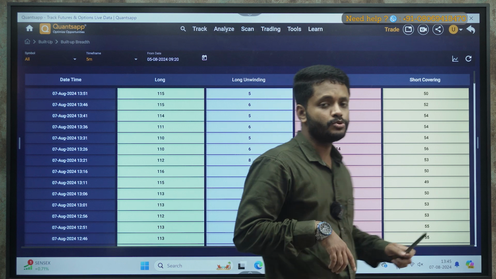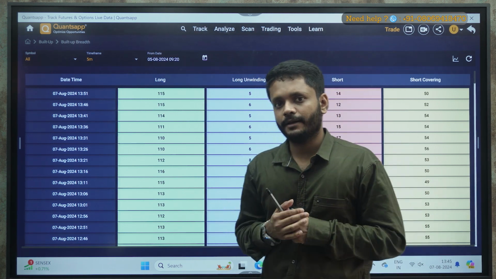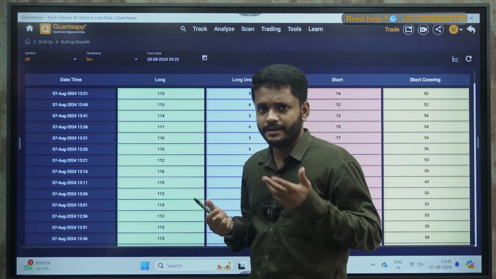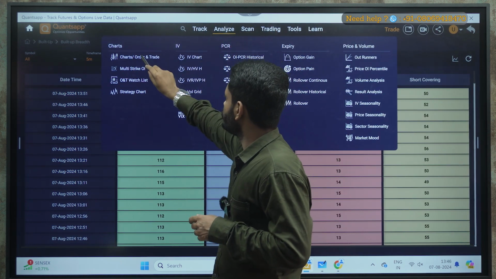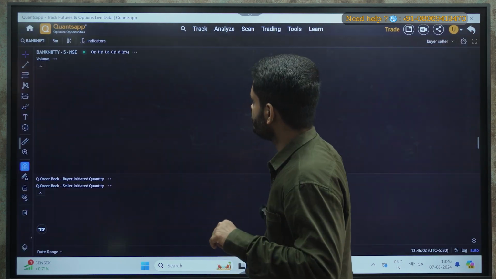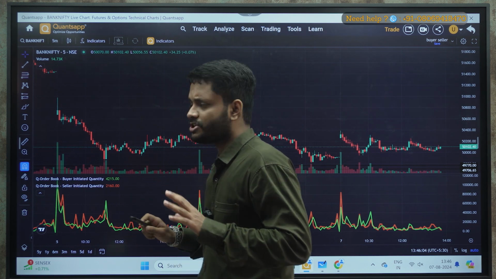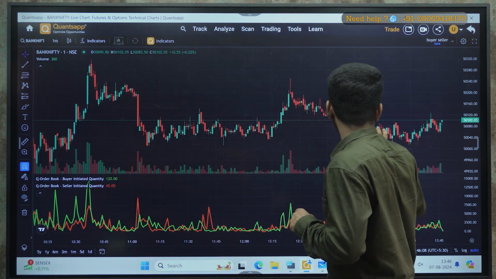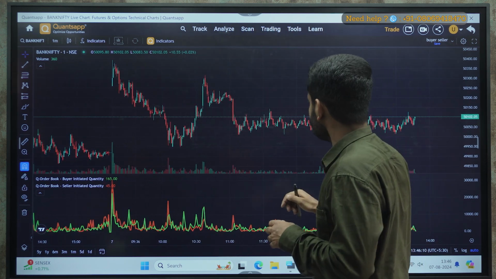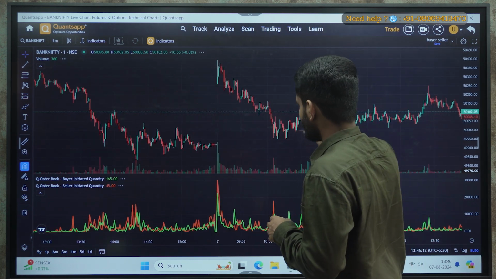Now, how you can use this to plan a trade in Nifty or Bank Nifty. Let me go to Analyze and then to chart, order and trade first. Okay. Now I have plotted a 5-minute chart of, say, Bank Nifty. Let me do it 1 minute. You can do it as 5 minutes or 1 minute, whatever. It depends on you.